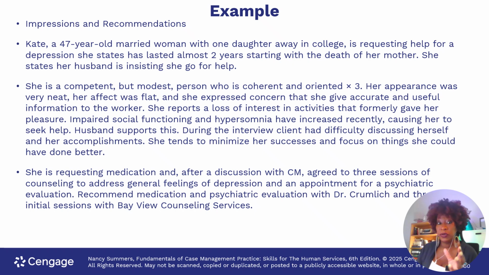Okay, so here you're going to see an example, and this little circle is hiding one of the words. But basically, it says she's a 47-year-old married woman with one daughter away in college, is requesting help for depression. She states that she is almost 2 years out from the death of her mother. She states her husband is insisting she go for help. So here's where you start to get into your impression. She is competent but modest, a person who is coherent and oriented times 3.